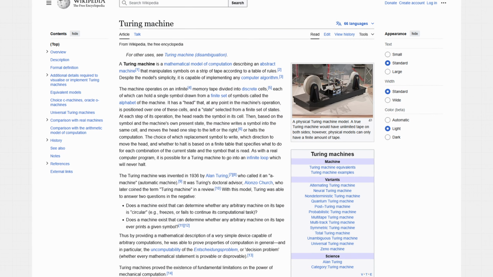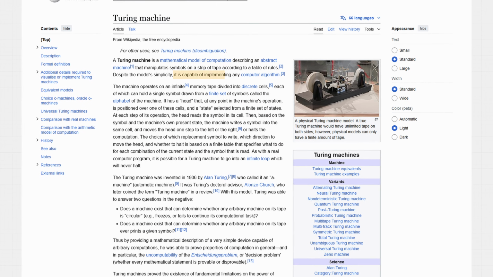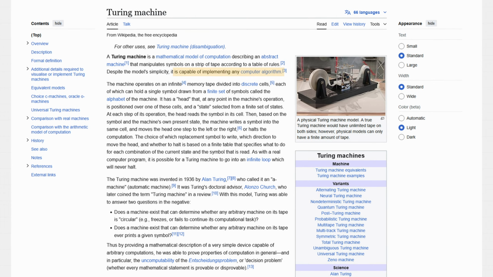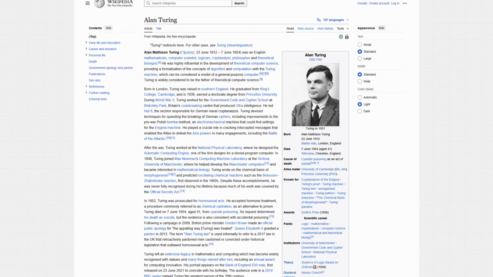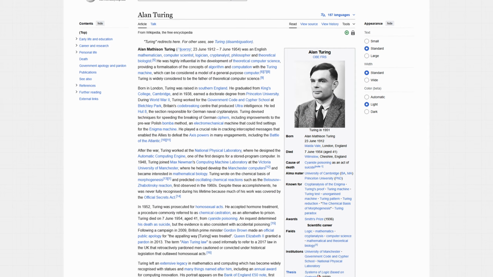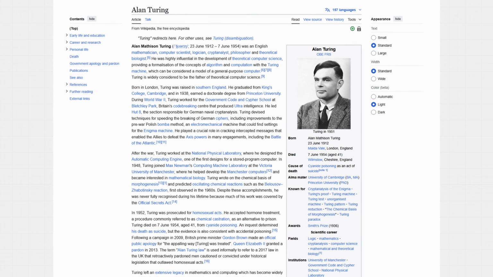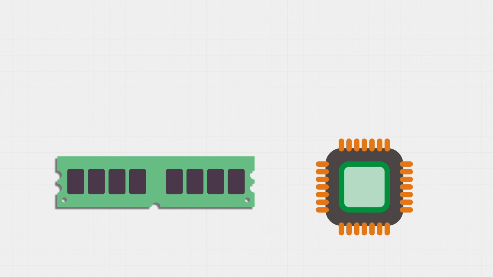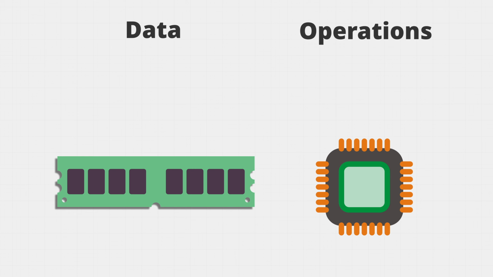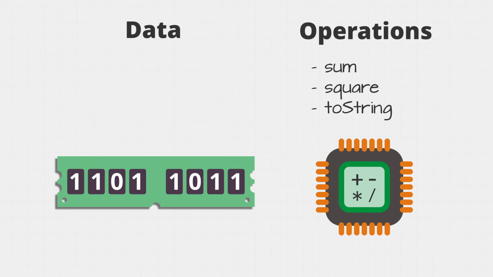In 1936, a machine capable of solving any computer algorithm was invented. Its inventor, a great mathematician called Alan Turing, proved that what we now call computers only need two concepts to solve any computational problem: data and operations. Data is what is stored inside the computer's memory, while operations are what the processor does to that data.